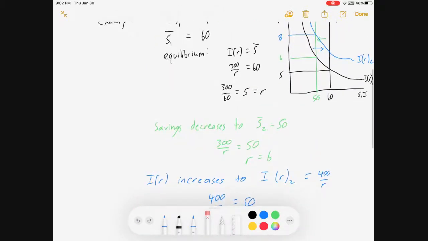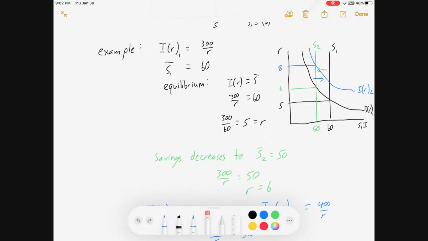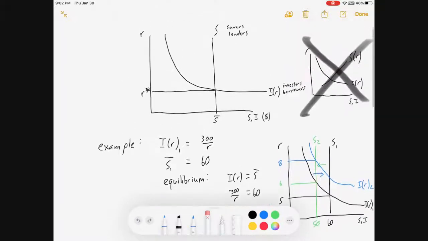You can move supply and demand both ways. You can move one of them. You can move both of them. Don't overthink it. This model is pretty straightforward.